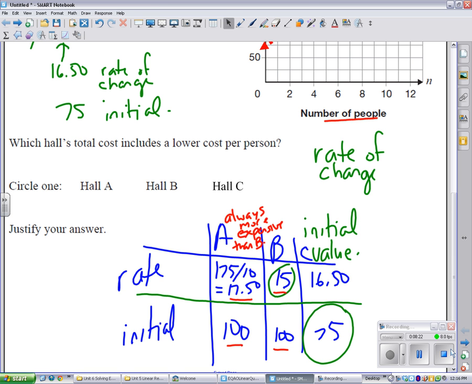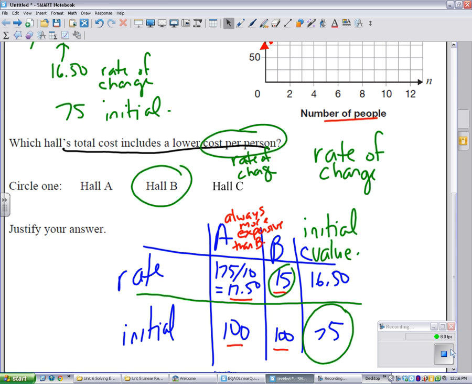The answer to the question that was posed in this problem, which Hall's total cost includes a lower cost per person, the cost per person is my rate of change. So if I compare the various rates of change, $17.50, $15, and $16.50, the cheapest cost per person is always Hall B.